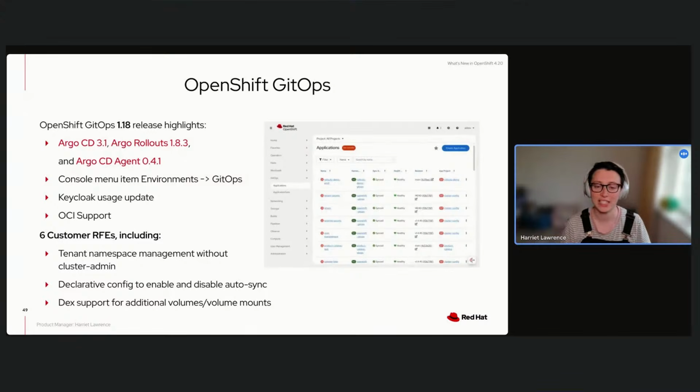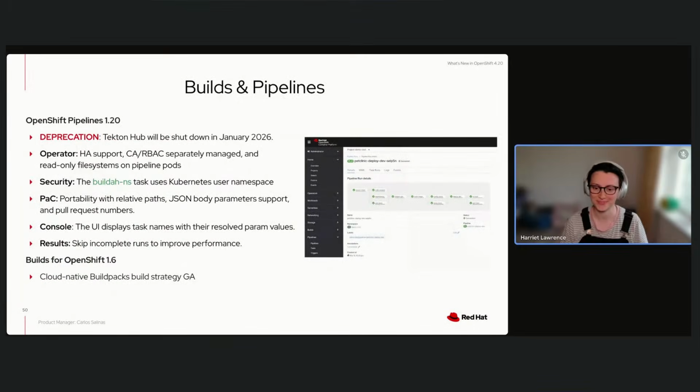And finally, this release includes 6 features from customer requests, including a namespace management CR, which allows tenants of an Argo CD instance to manage their own predetermined namespaces without requiring cluster admin access. I'll now hand over to Carlos to talk about pipelines and builds.